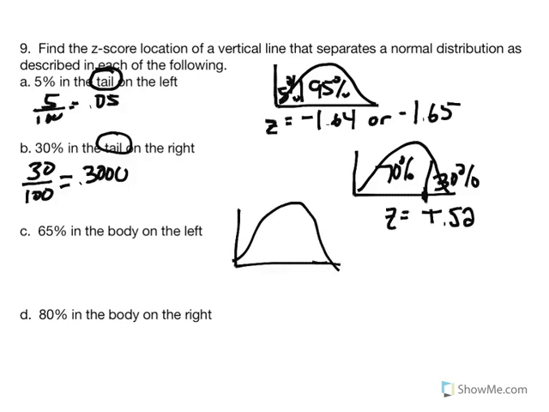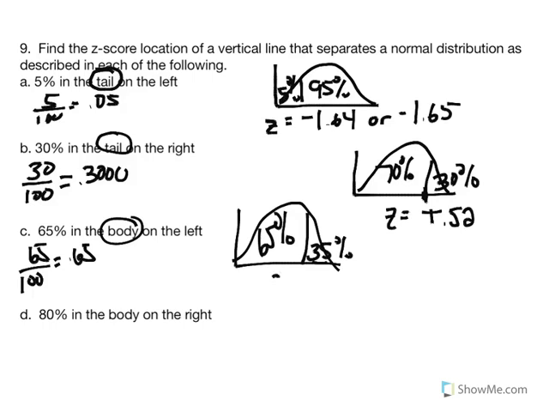distribution, and we now are tasked with partitioning the distribution where 65% in the body is to the left. So 65% in the body here, and what's left in the tail is 35%. Again, we're going to convert that 65% into a proportion, so we get 0.65, and we're going to utilize the column that represents the body of the distribution to find out what is z equal to here that partitions the distribution off, where 35% in the tail to the right, 65% in the body to the left.